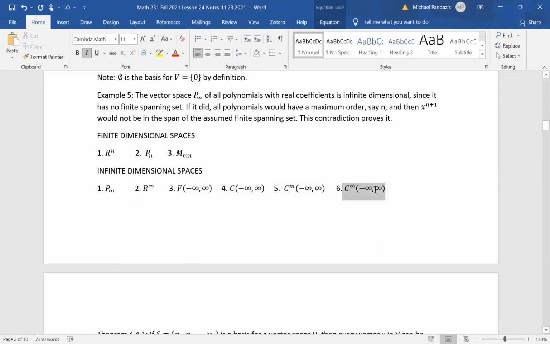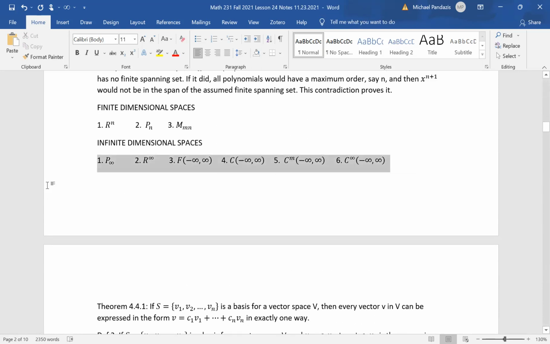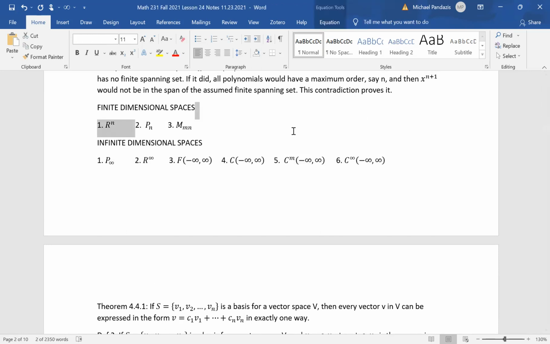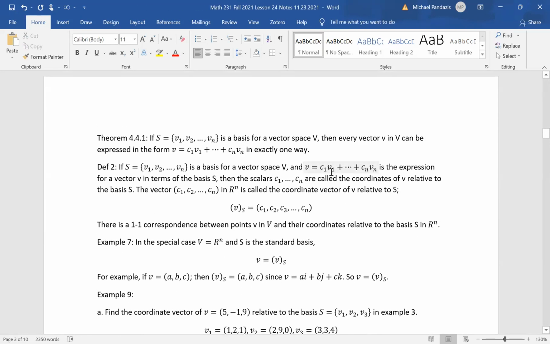C infinity is the space of all functions that have continuous derivatives that exist of all orders, defined on the real line. That space is also infinite dimensional. So those six are examples of infinite dimensional vector spaces. Those three are examples of finite dimensional vector spaces.